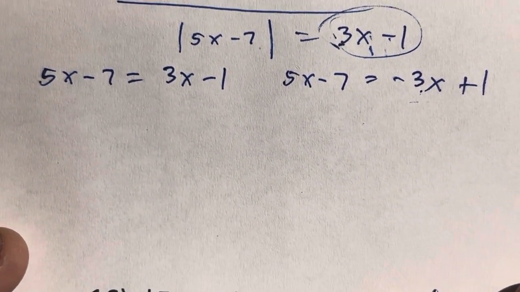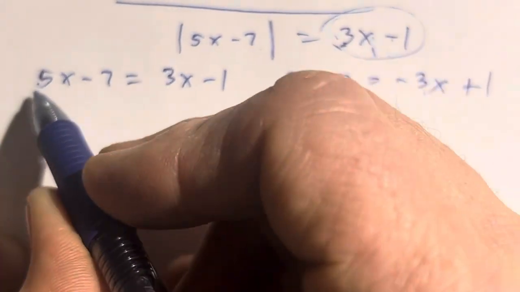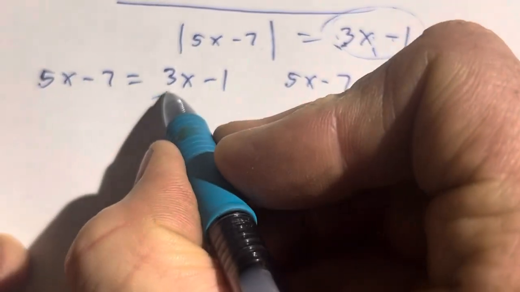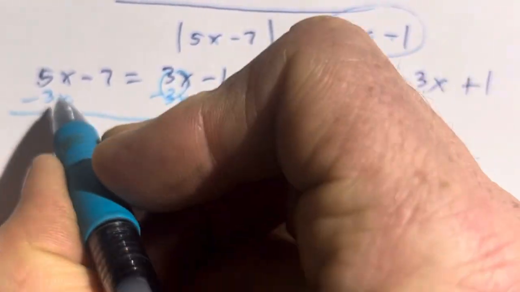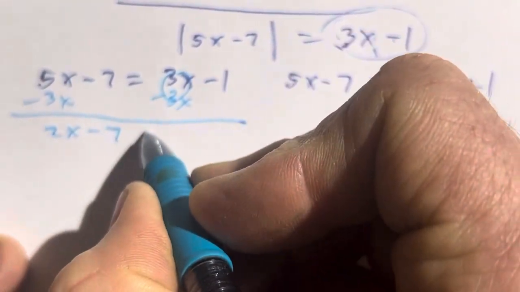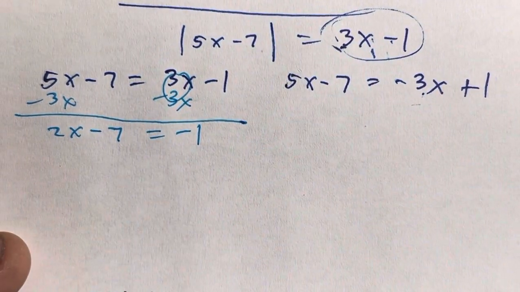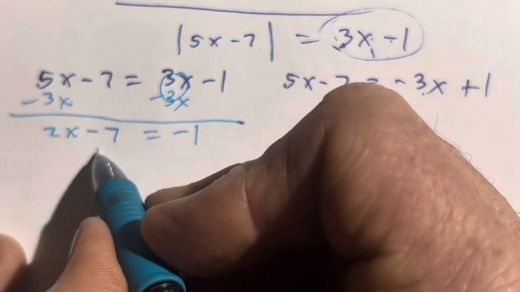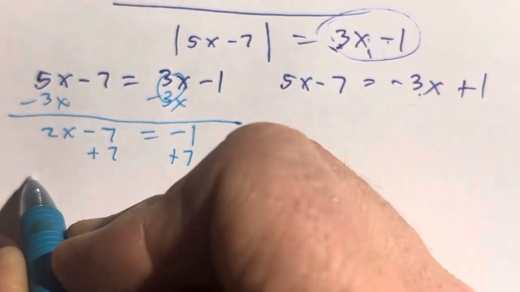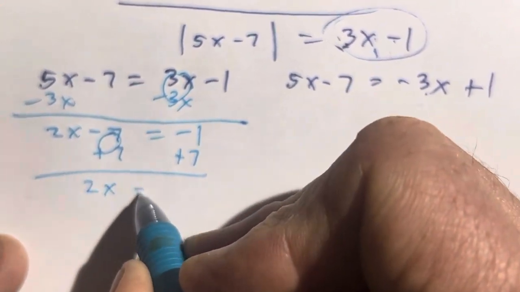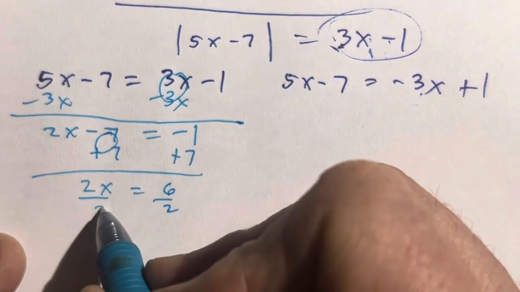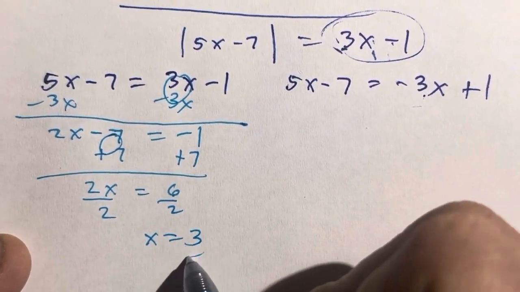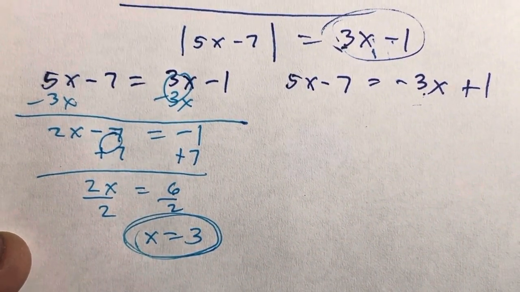Okay, so as I continue on here, I've got variables on both sides. So what I'm going to do is subtract 3x on both sides to make this go away. And that gives me 2x minus 7 equals negative 1. Then I'm going to add 7 to both sides. And that's going to give me a 6. And now divide both sides by 2. And x equals 3 is one solution.